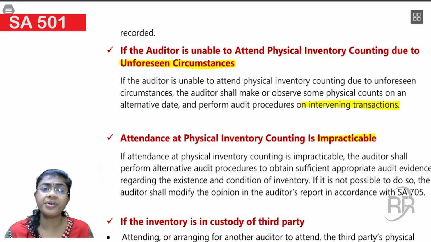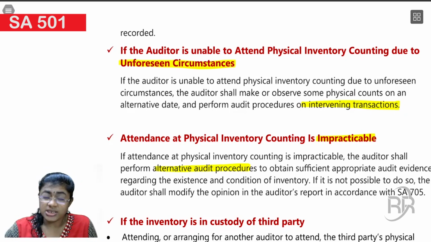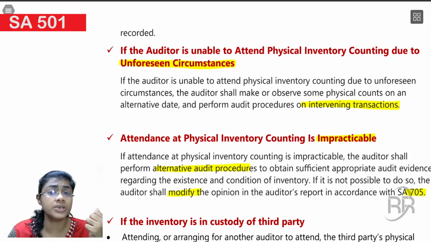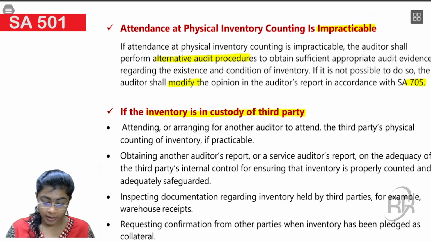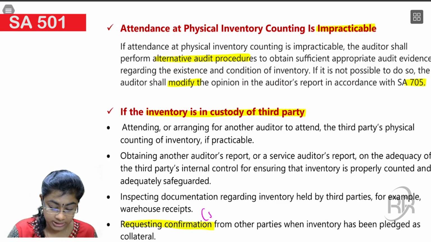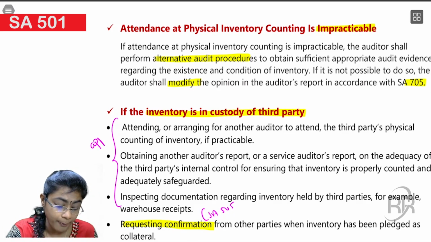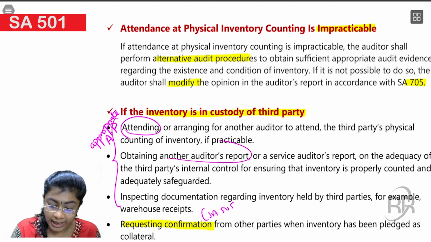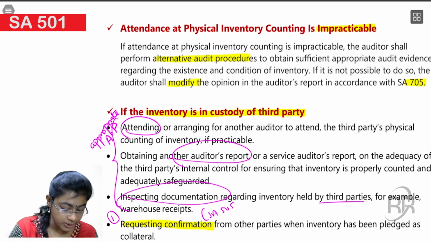In some cases, inventory counting is impracticable. In such case, you should perform alternative procedures, and still you are unable to obtain evidence even after performing alternative procedures. Come on, you are not able to obtain. Then use your weapon. What you will do? You will modify the opinion as per SA 705. Finally, we said if inventory is in custody of a third party, you can request confirmation, SA 505, as well as you can use other appropriate audit procedures like attending, obtaining another auditor's report, inspecting the documents maintained by third parties, etc. So we wrote this as 1 and this as 2.